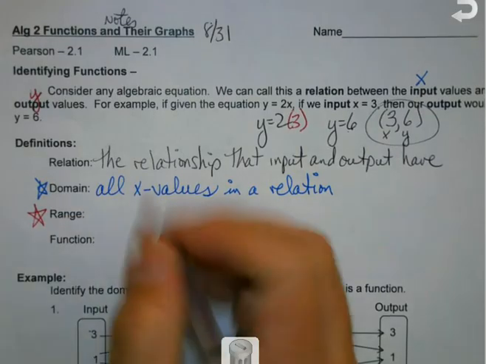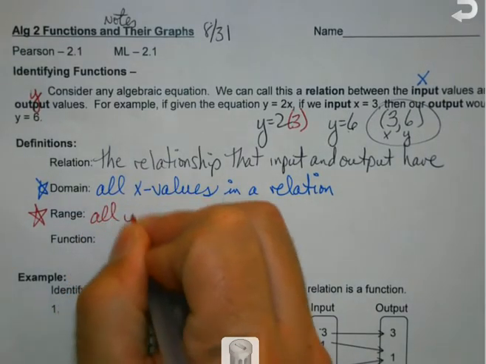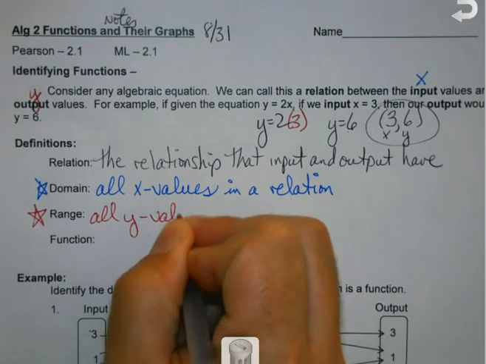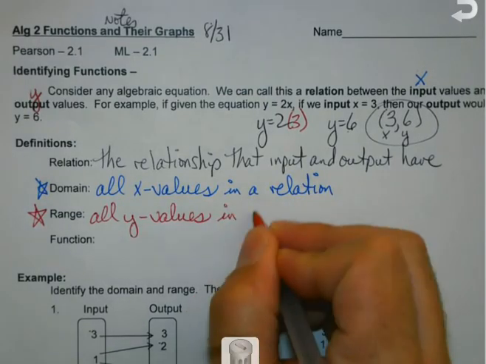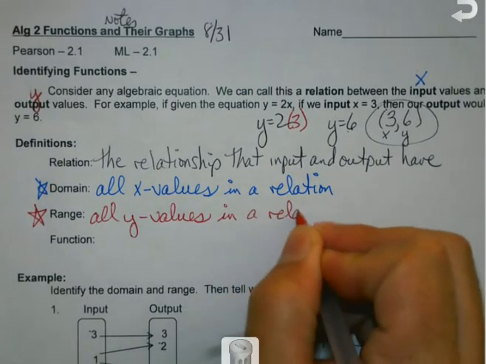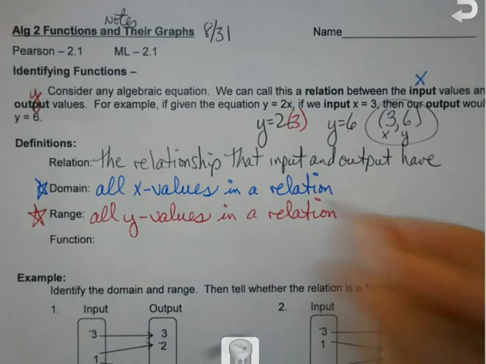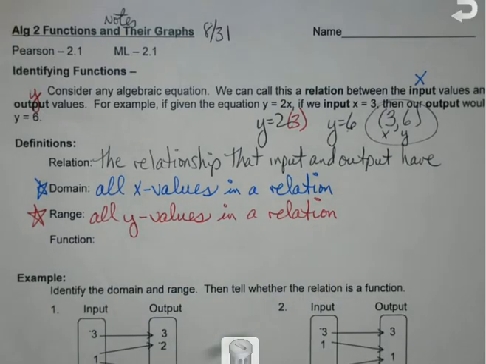My range then is all of my y values in a relation. So when I plug those x values in, what do I get out? What are the answers that I get? What are the possibilities? And that's just another way we use the word range.